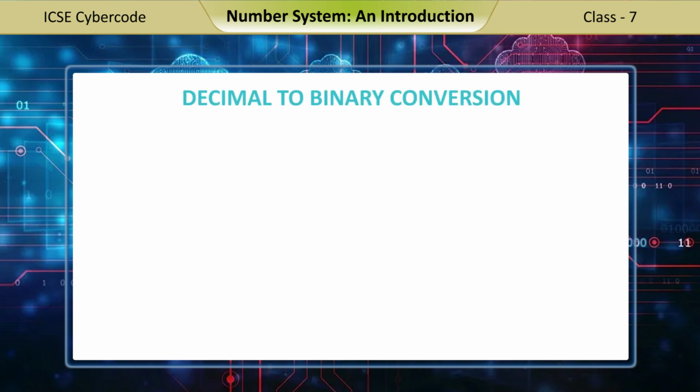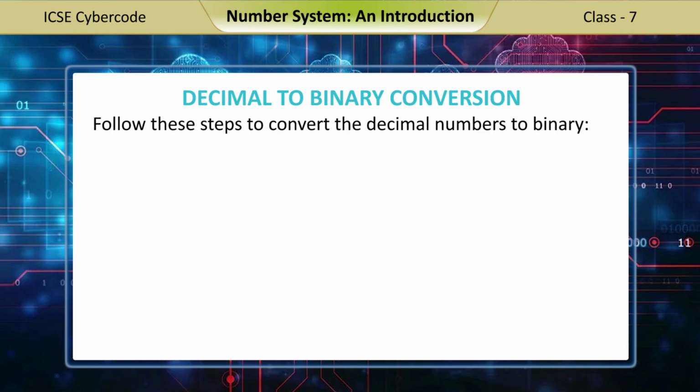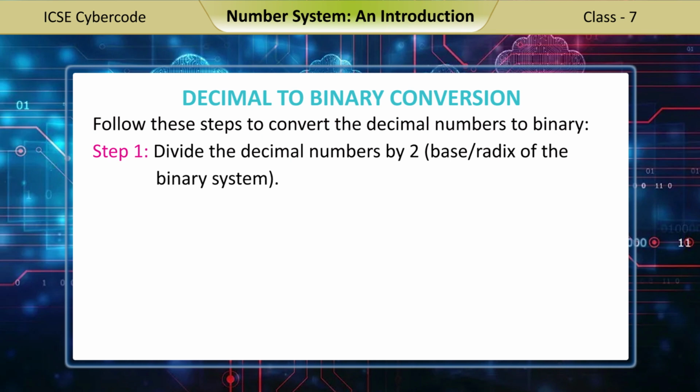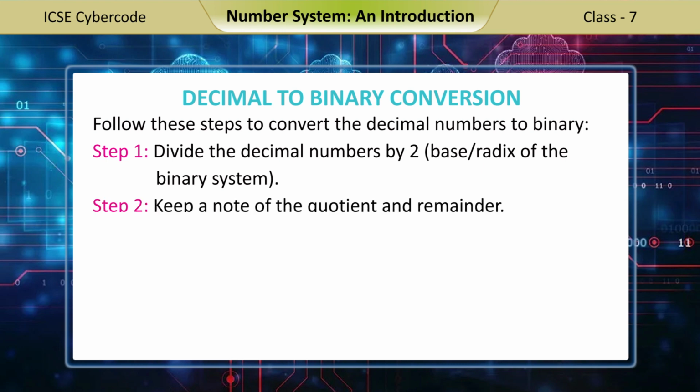Decimal to binary conversion. Follow these steps to convert the decimal numbers to binary. Step 1. Divide the decimal numbers by 2, the base or radix of the binary system. Step 2. Keep a note of the quotient and remainder.